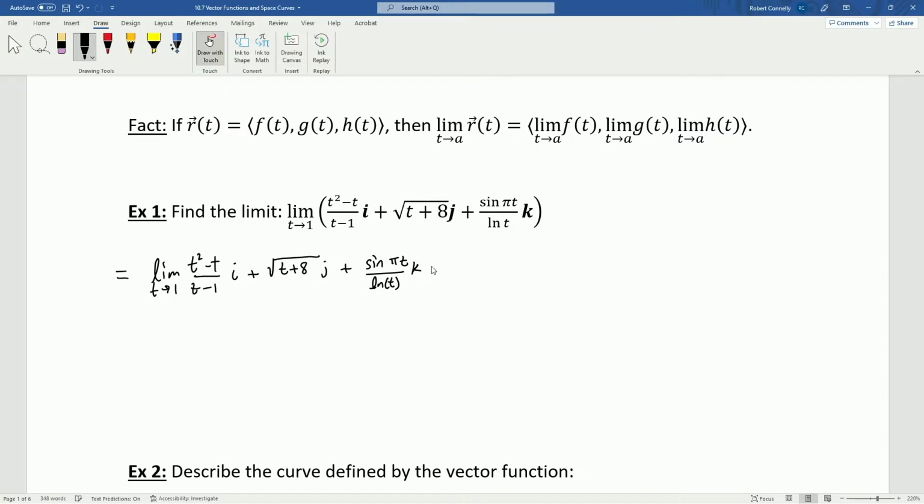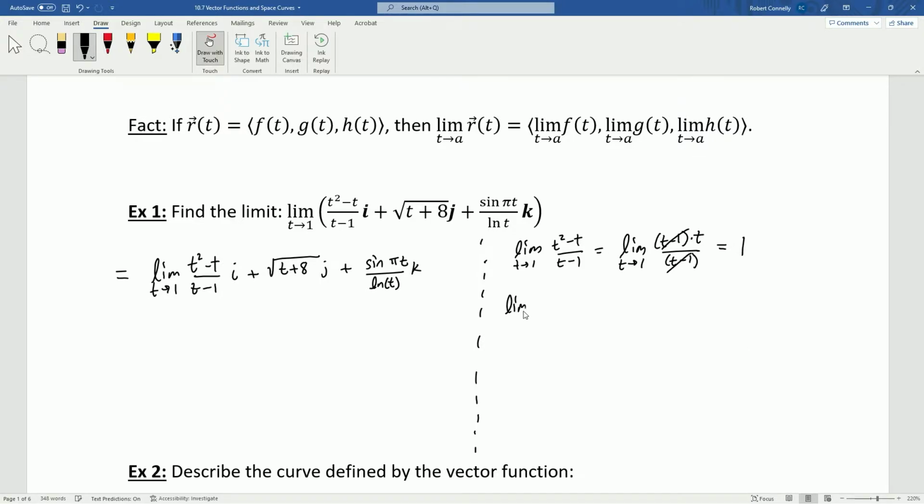All right, so in order to keep this organized, let's split our work up here, and let's take each of these limits individually over here. So if we want this limit as t goes to 1 of t squared minus t over t minus 1, I'm going to need to factor my numerator. T minus 1 times t over t minus 1. Those factors cancel, and now I can take the limit by just plugging in t equals 1, which gives me 1.